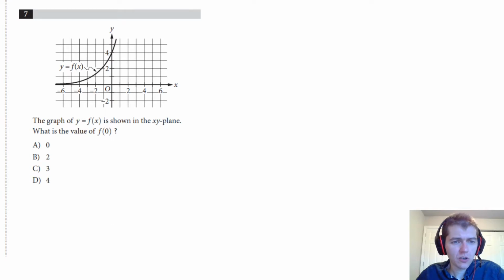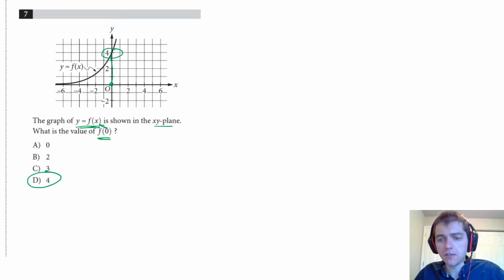Problem 7, the graph y is equal to f of x, just a function on the xy plane. What is the value of f of 0? So what they're asking for is just plug 0 in for x, which means when x is equal to 0, what is the value of f of x? Just what is the value of y on the y-axis? 4. Correct answer is D, 4.